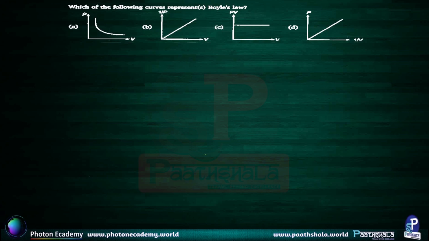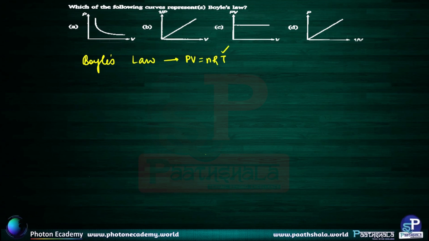Which of the following curves represents Boyle's law? If you remember, what was Boyle's law? It was the ideal gas equation at a constant temperature. That is, PV is equal to K. This was what Boyle's law was.